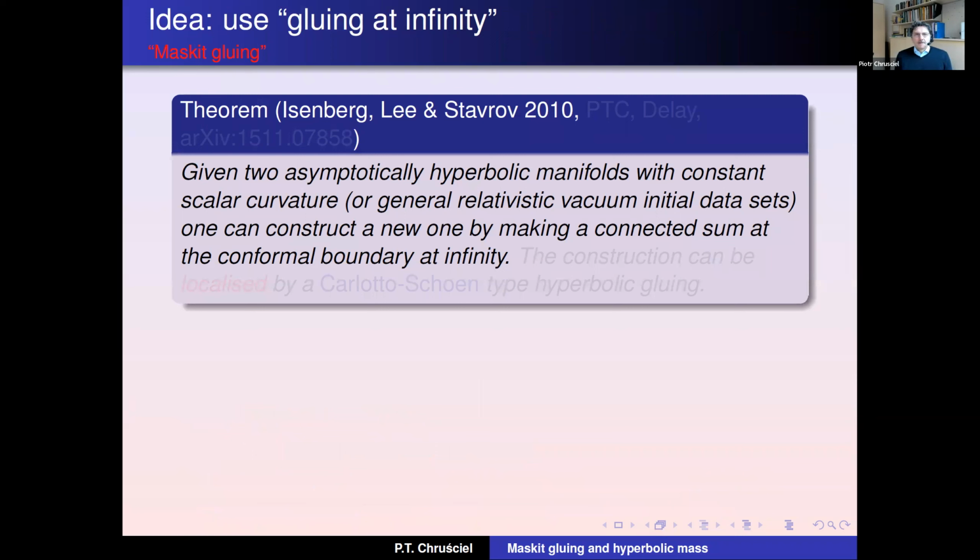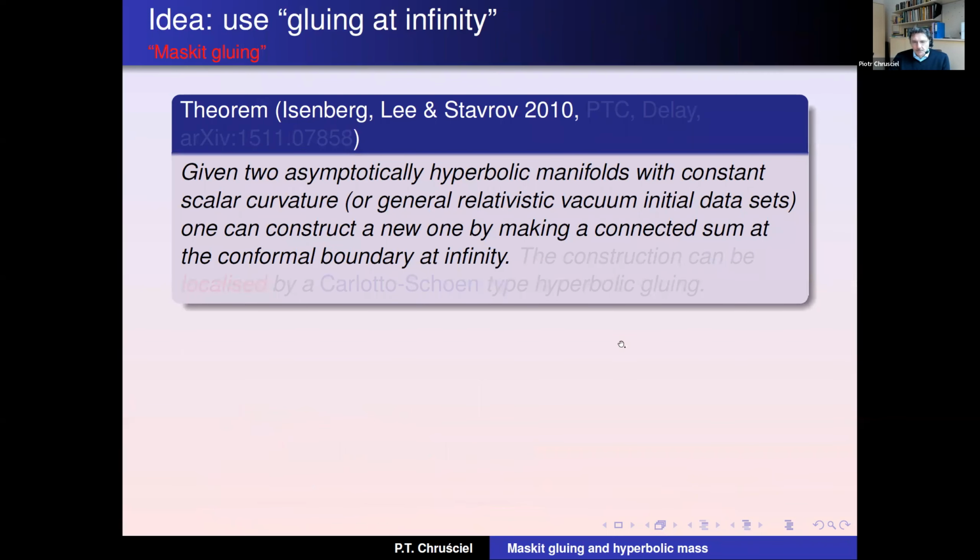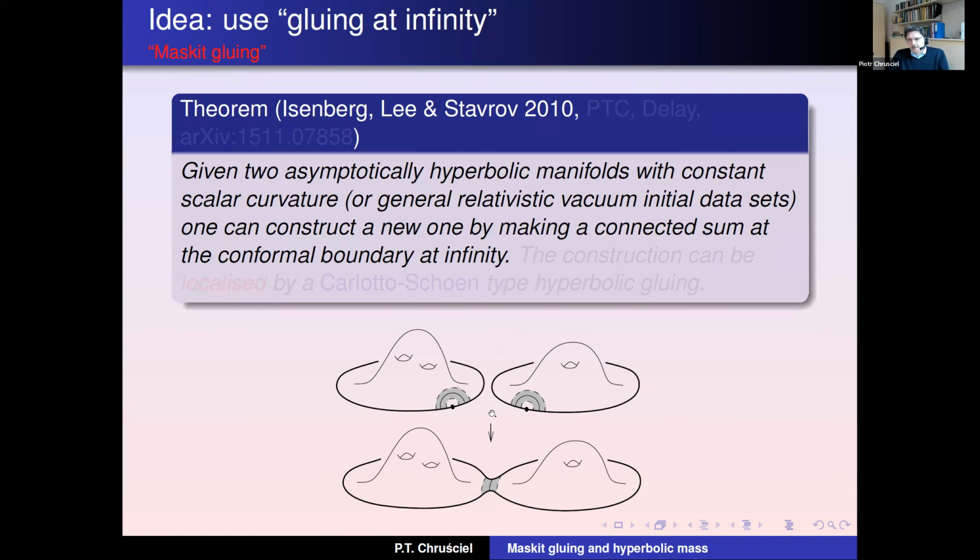And how do we do this? The remainder of this talk is to explain how we produce higher genus solutions with negative mass. The idea is to use gluing at infinity, and it goes back to a theorem by Jim Isenberg, John Lee, and Iva Stavrov, 2010, so about 12 years ago. You take two asymptotically hyperbolic manifolds with constant scalar curvature, or you can also do it with initial data sets more generally, and you can construct, given two such sets, with a conformal boundary at infinity, a new one by making a connected sum at the conformal boundary at infinity, right? So you just glue these things together at infinity. So this is the theorem.